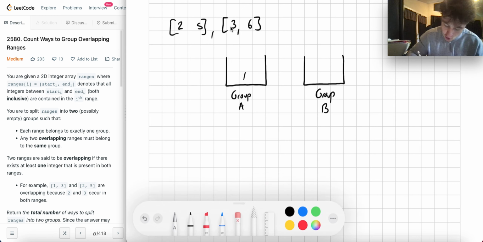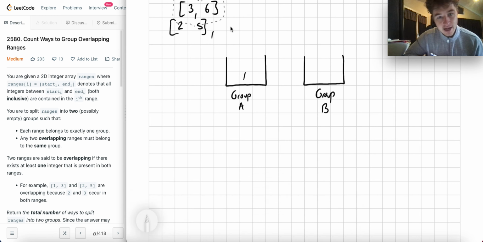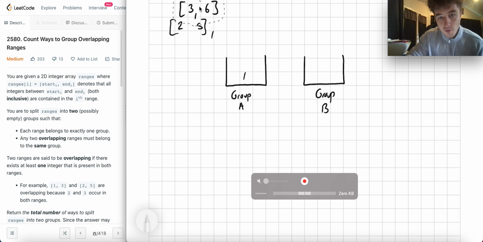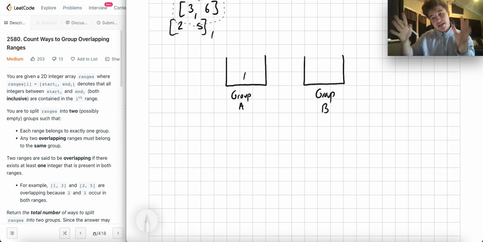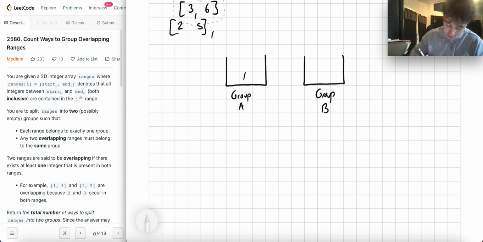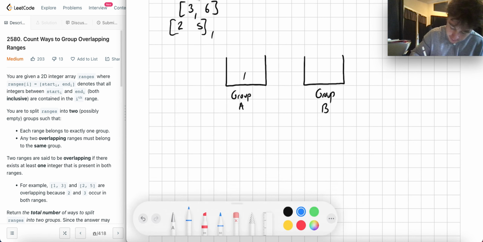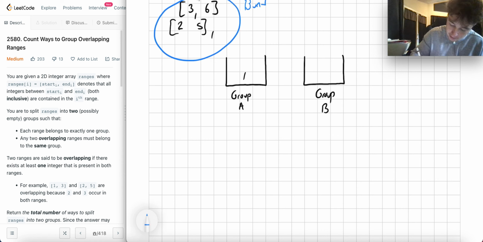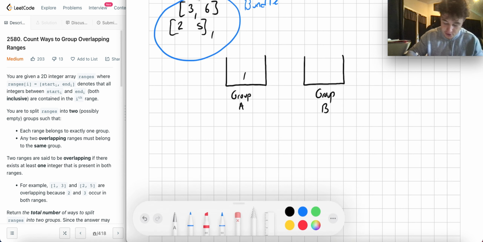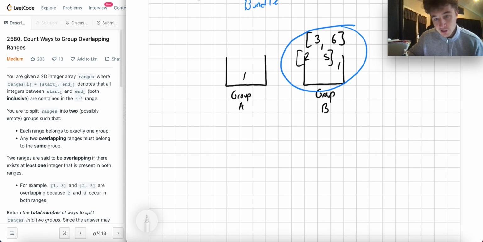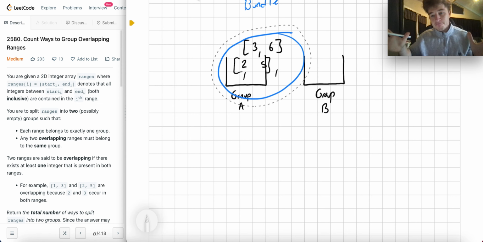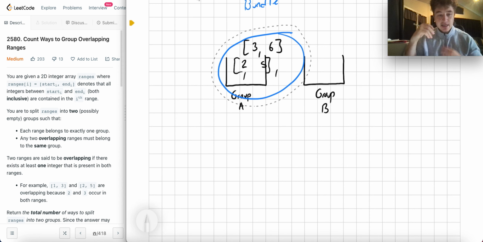So these things overlap, like here: 2, 3, 4, 5, 6. The 3, 4, and 5 they share together, so they're overlapping. That's the idea of them being overlapping. They cover the same space. Since they overlap, they have to be together. They're bundled together, so this is a bundle now. And since it's a bundle, they can only be put into one box or the other box. We can't split them anymore.